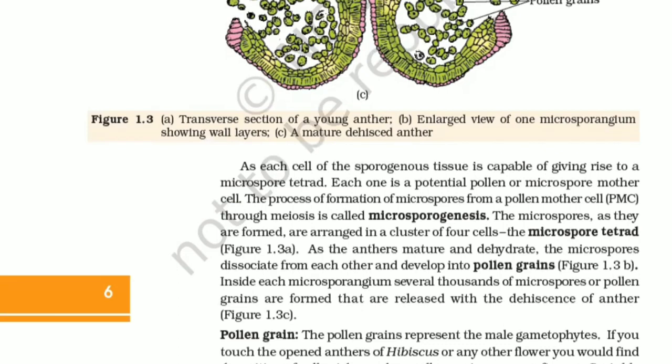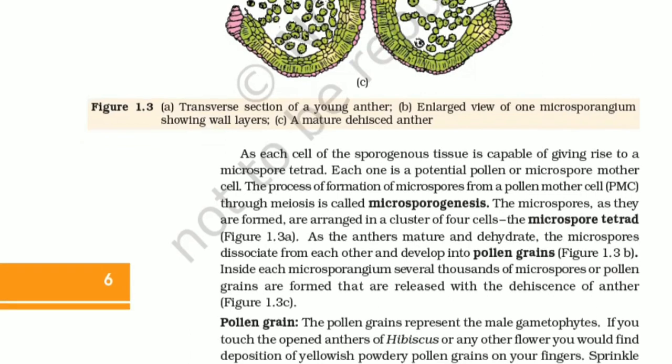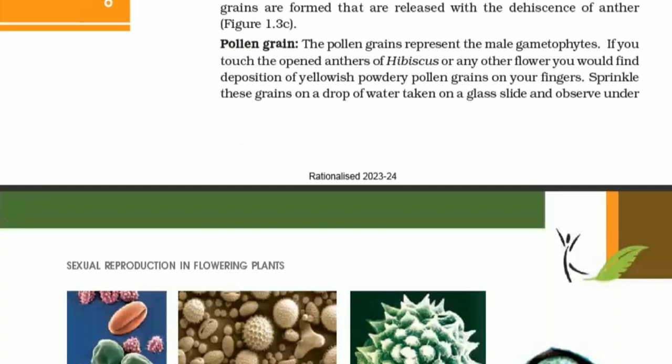As the anthers mature and dehydrate, the microspores dissociate from each other and develop into pollen grains, as shown in figure 1.3b. Inside each microsporangium, several thousands of microspores or pollen grains are formed that are released with the dehiscence of anther, as shown in figure 1.3c. Pollen grain. The pollen grains represent the male gametophytes.